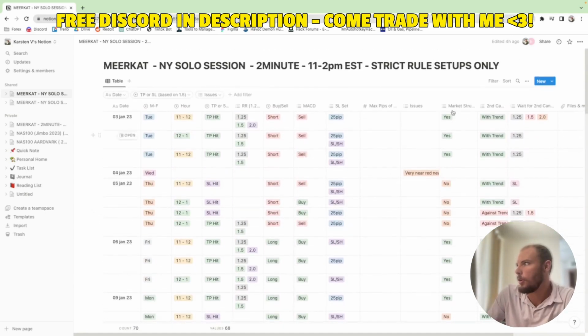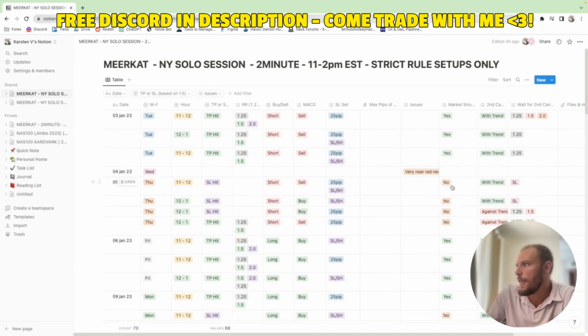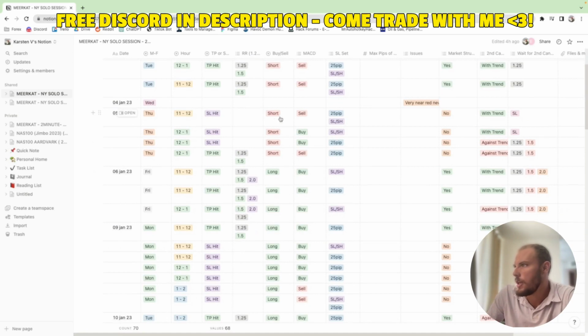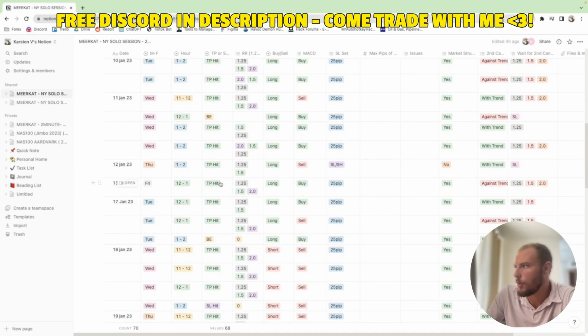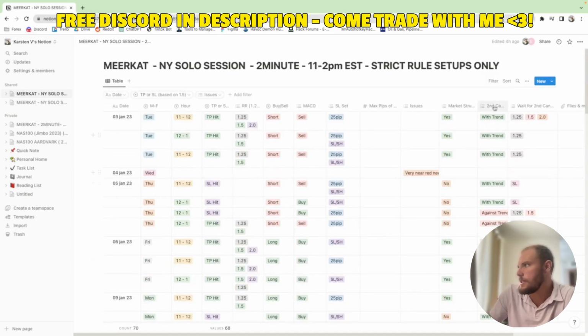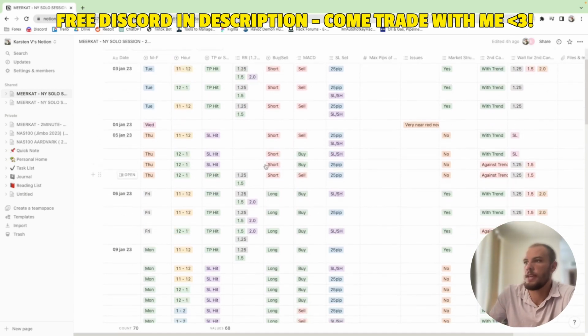For example, a really good one is market structure. I look and see if there's market structure. If there's no market structure, it seems as if I lose every time. But when there is market structure, I definitely win a lot more. I also see that if the second candle is with trend, I win more. And if the second candle is against the trend, I seem to lose more.